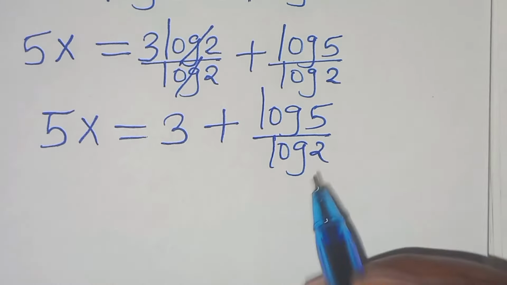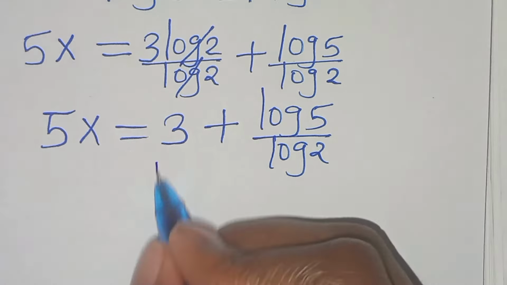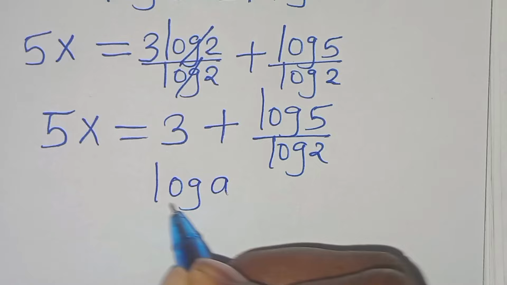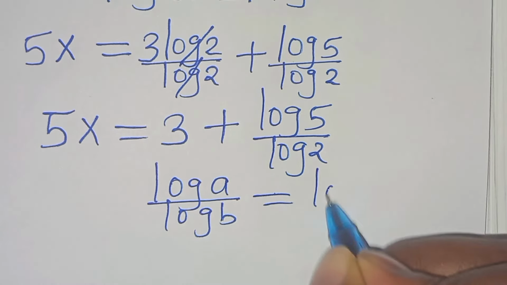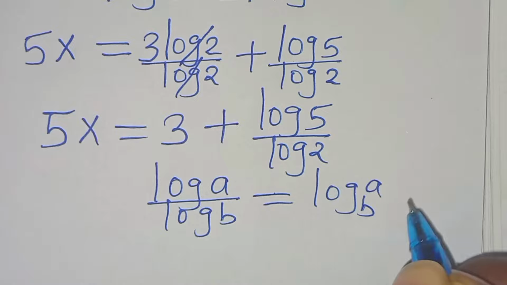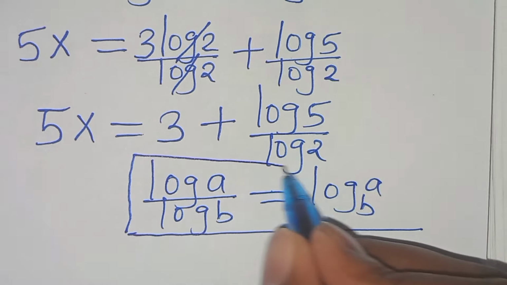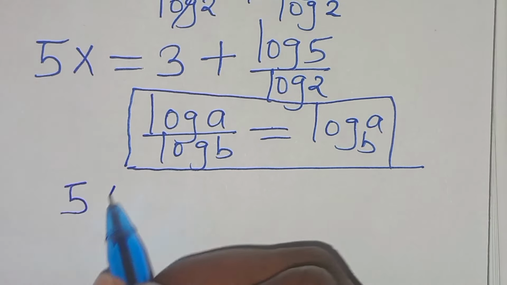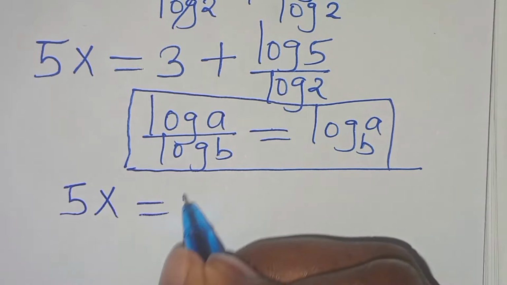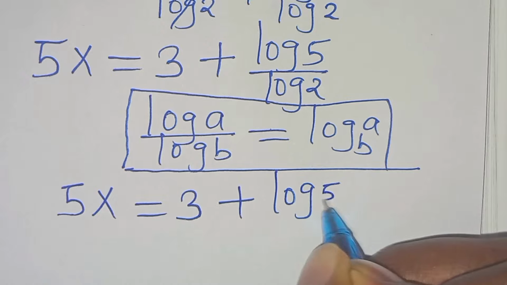So we can express log 5 over log 2. This is in the form of log a divided by log b, which we can express as log a to base b. So let's apply this logarithm property from here. So we have 5x. This is equal to 3, plus log 5 to base 2.